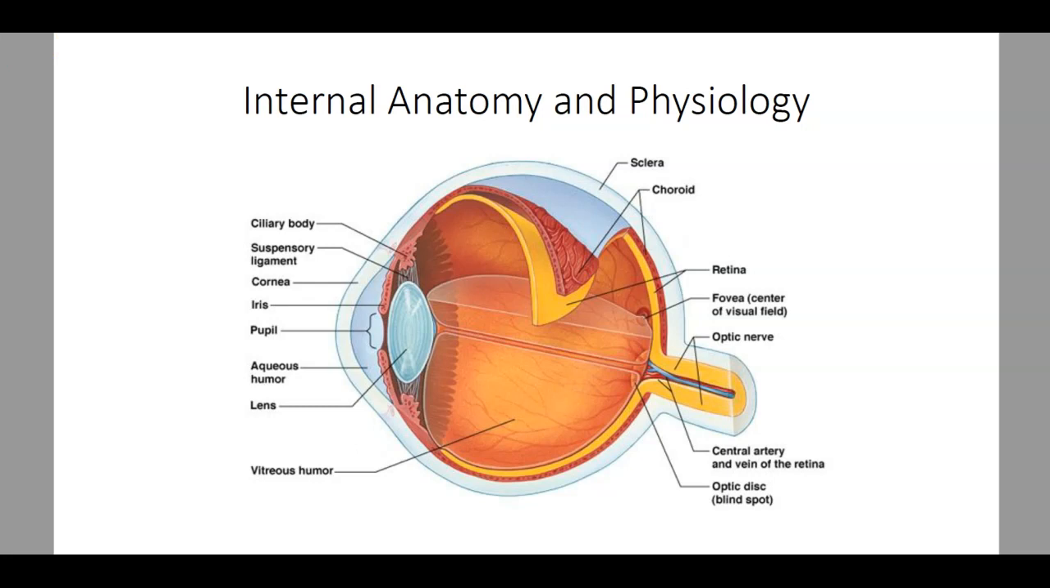Physiology. Fluid. For the blood flow, as mentioned earlier, these are your central artery and vein of the retina. The central artery and vein carry the blood into the eye and supply nutrition to the retina and carry blood away from the retina. The vitreous humor is the fluid that fills the posterior chamber of the eye. The aqueous humor is the fluid that fills the anterior chamber of the eye. So these two contribute to the intraocular pressures.